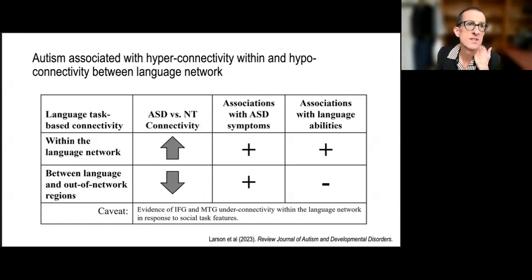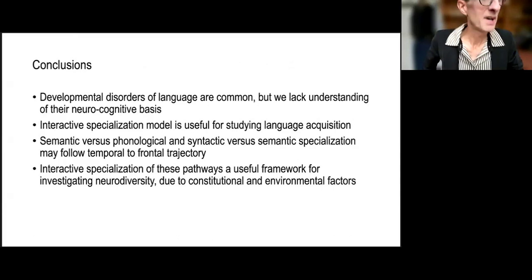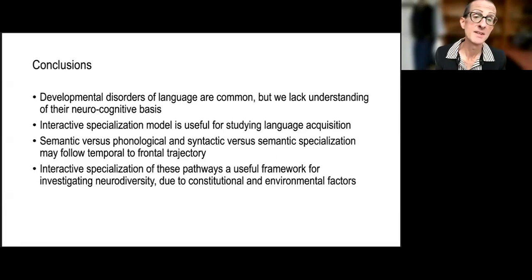So developmental language disorder seems to be characterized by reduced connectivity within the language network, perhaps reflecting their core language issue, and actually enhanced connectivity of the language network with other networks, perhaps suggesting some kind of compensation. So we're toying with the idea of thinking about how we could look at this dorsal versus ventral pathway in these two groups. So just to wrap up, developmental disorders of language are common, but we lack an understanding of their neurocognitive basis. The interactive specialization model I think is useful for studying language acquisition.